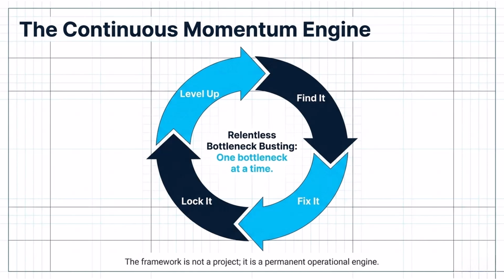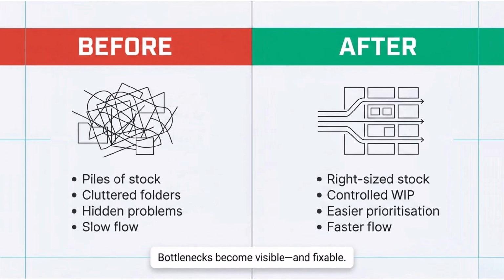So the idea here is to think about one bottleneck, one issue at a time, fix it, and then move on to the next one. So this slide just shows this transformation more simply. Before, we're going to have piles of stock, cluttered folders, hidden problems, slow flow. And if you try and map these types of things, you'll start to see that it looks more like this diagram on the left, especially for tracing people's movement around either a physical or a digital keyboard. Look at somebody's screen when they're trying to find a file, it starts to look like this.